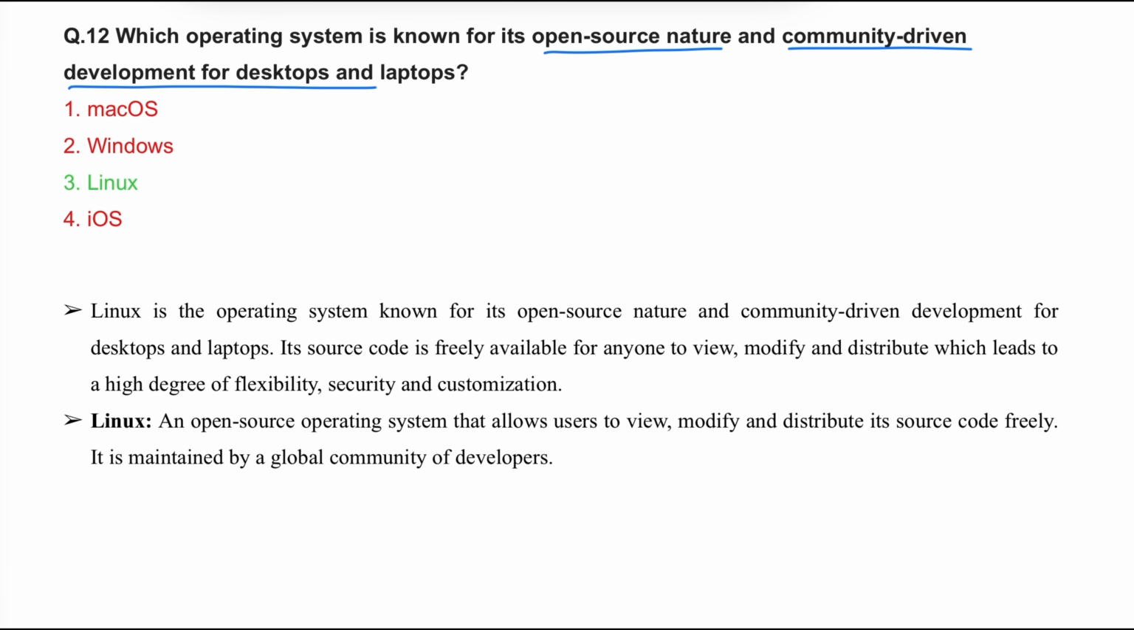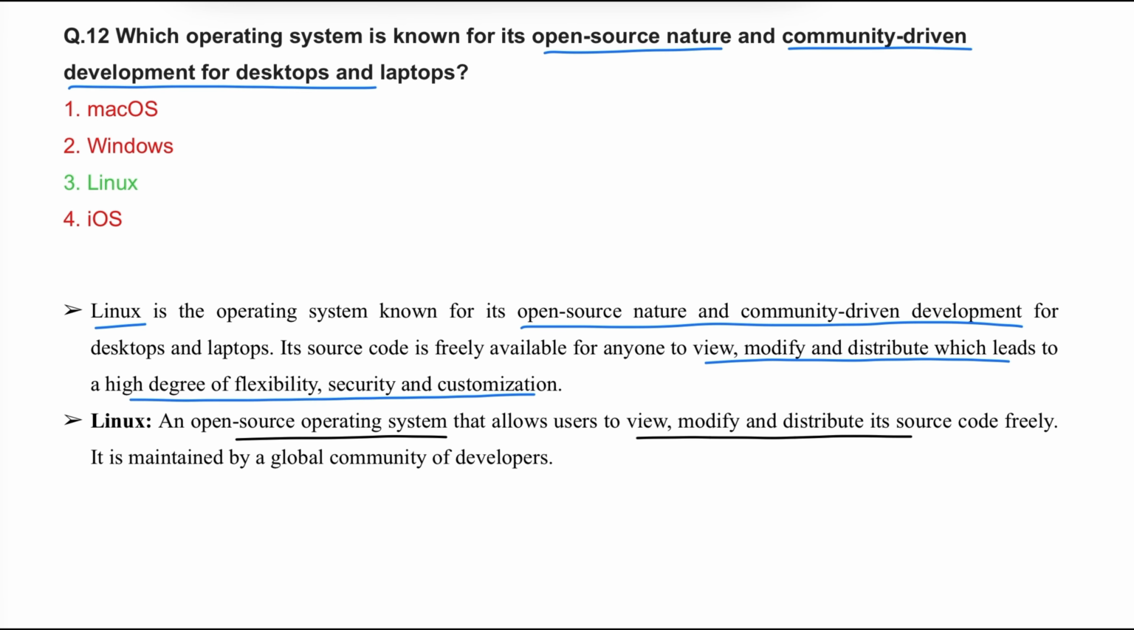The open source operating system is Linux. It is an operating system known for its open source nature and community driven development for desktops and laptops. Its source code is freely available for anyone to view, modify, and distribute, which leads to a higher degree of flexibility, security, and customization. Linux is maintained by a global community of developers. Correct answer option 3.